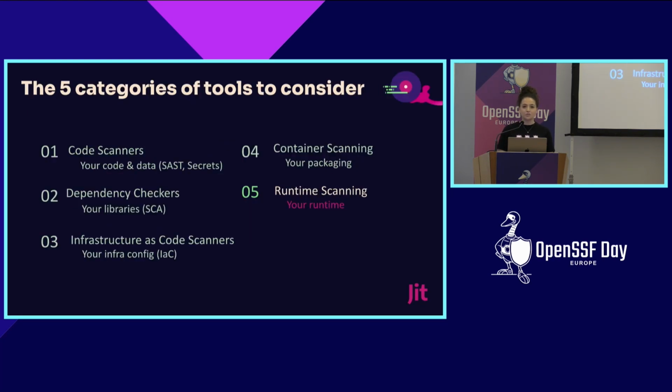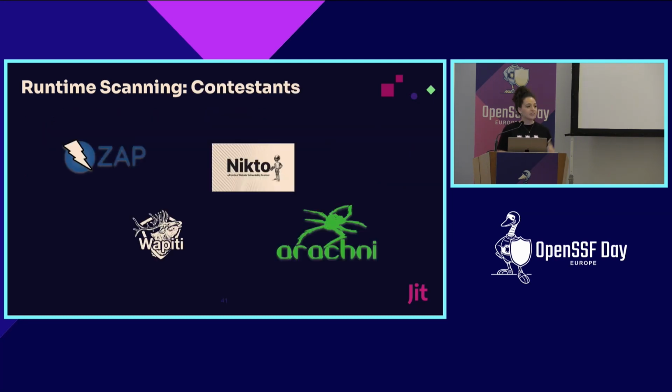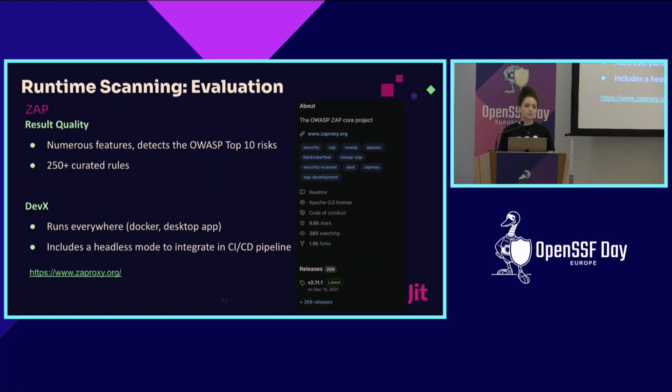And I'm moving on to our final category of the day, which is runtime scanning. The mission in runtime scanning is to detect vulnerabilities in our web applications and in our APIs while they're running. So this is DAST. Some of the contestants for our final match of the day, and we chose ZAP. ZAP is one of the most powerful open source pen testing tools out there. We have evaluated ZAP, and I'm happy to share the results today.